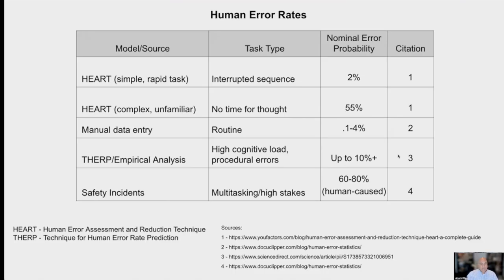The technique for human error rate prediction found that if you have something with really high cognitive load and a chance for procedural errors, then the human error rate might be 10% plus. And if you think about safety incidents, think about an accident, if you're multitasking, if something's high stakes, then the accident rate or the error rate can be 60 to 80%.